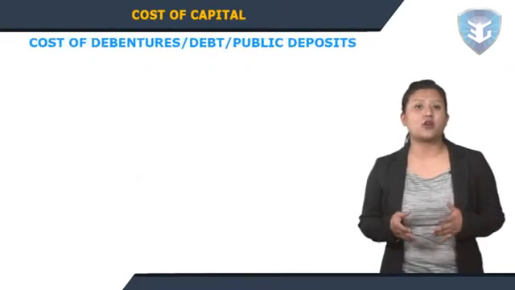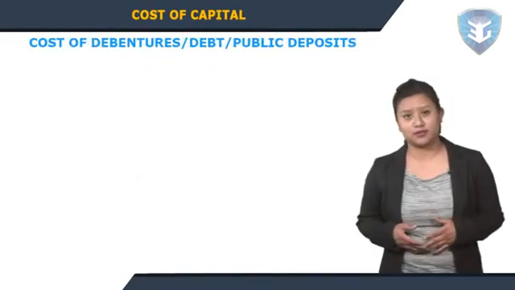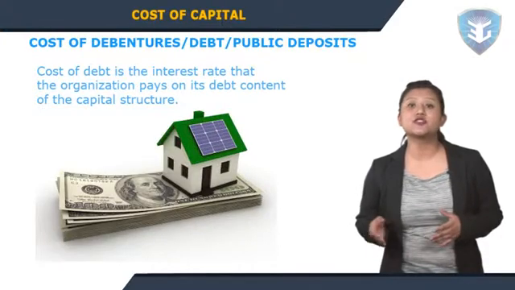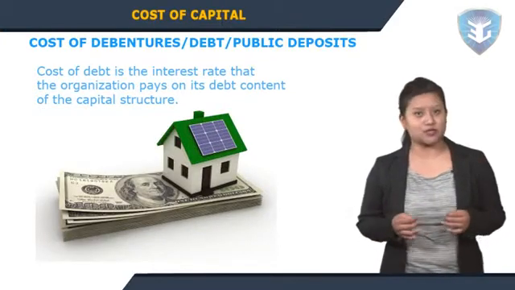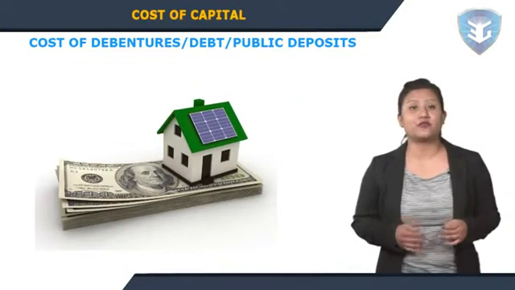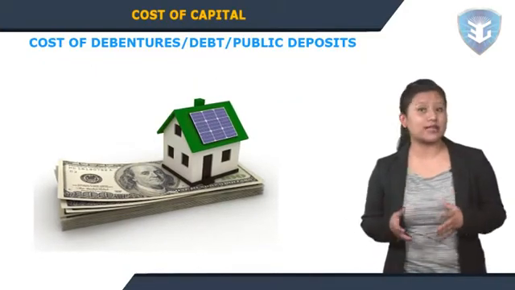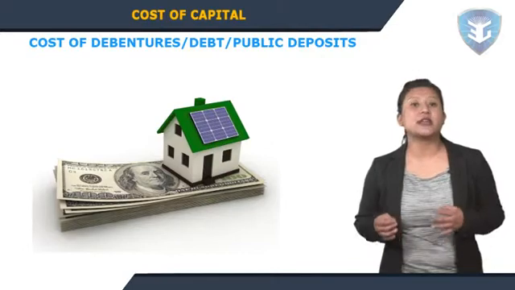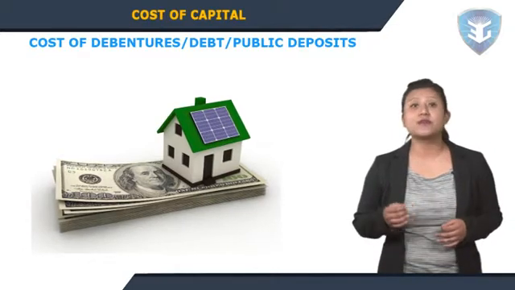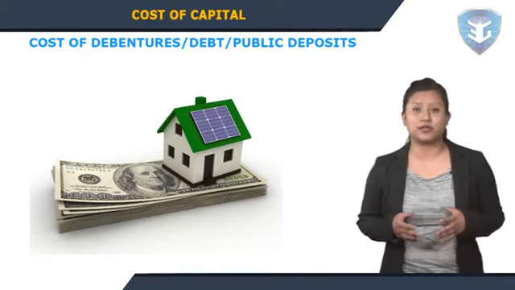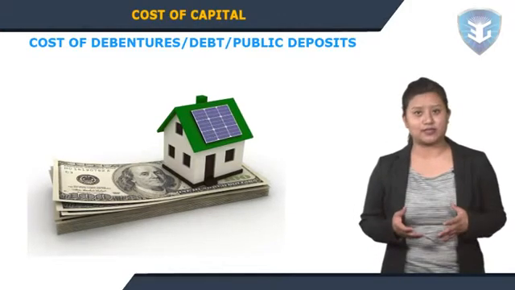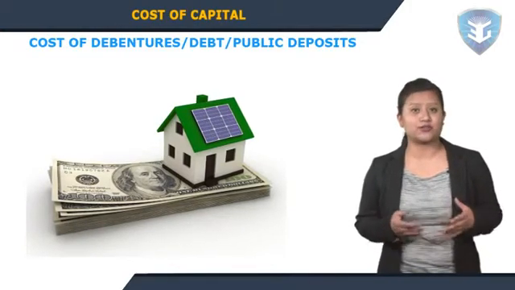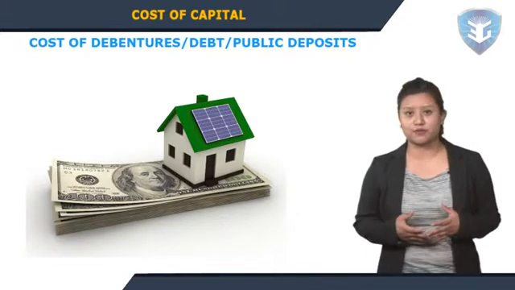Now let's talk about the cost of debentures, debt, and public deposits. The cost of debt is the interest rate that the organization pays on its debt content of the capital structure. It can be measured as before-tax cost of debt or after-tax cost of debt. A debenture is an instrument of debt executed by the organization acknowledging its obligation to repay the sum at a specified rate and also carrying an interest. It is only one of the methods of raising the loan capital of the organization.